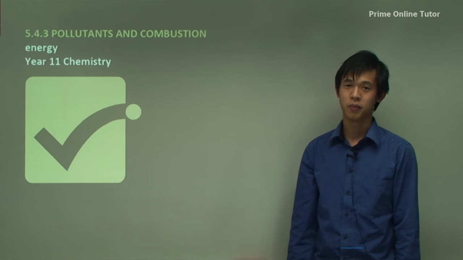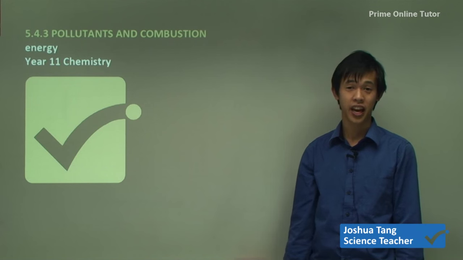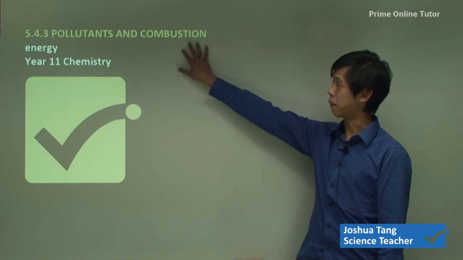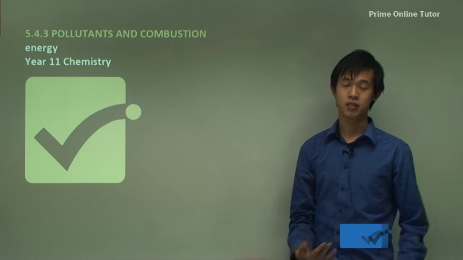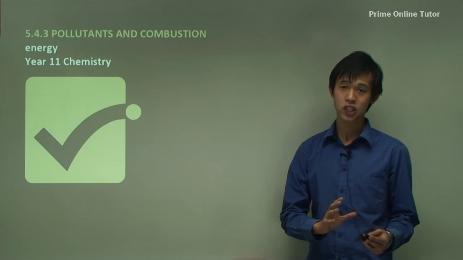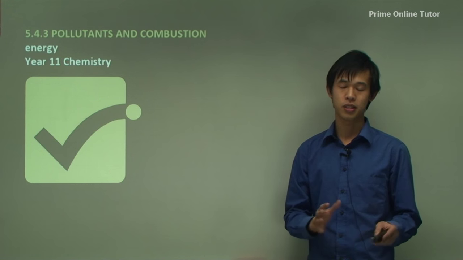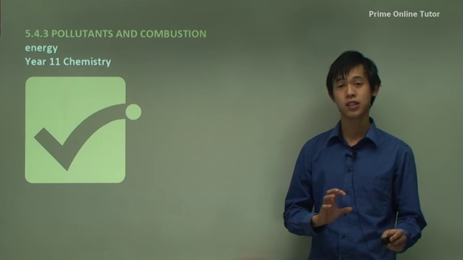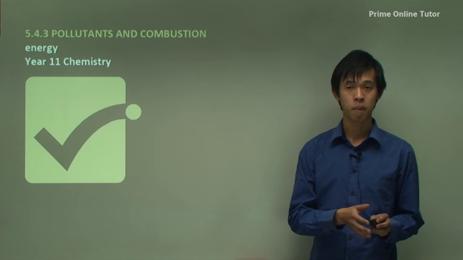Hello everyone, welcome again. So today we'll be studying the energy module of the Year 11 chemistry syllabus. And in particular, we'll be looking at combustion and pollutants, okay? So in the previous lesson, we looked at activation energy and how that relates to combustion. And in this lesson, we'll be talking more about the environmental implications of combustion, okay?